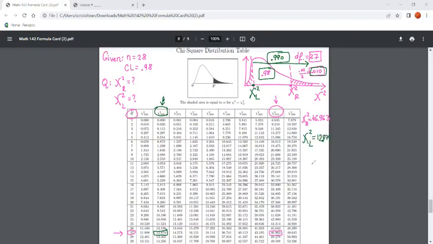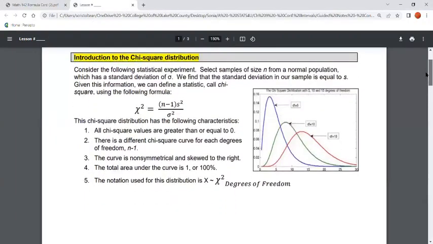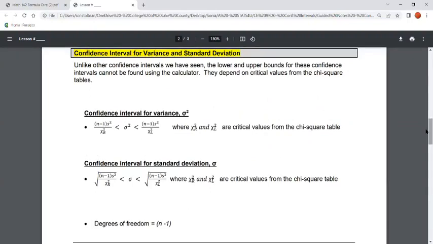Okay, so make sure you practice. This is very important, as I was saying, in order to create a confidence interval. So let's see, how do we create a confidence interval for the variance and standard deviation? Here are the formulas. Unlike anything that we've seen before, the lower and upper bounds for these confidence intervals cannot be found using the calculator. They depend on critical values from the chi-square table. So for these, we have to use the table and we have to use formulas and plug in values. Here is the first formula for creating a confidence interval for the variance.